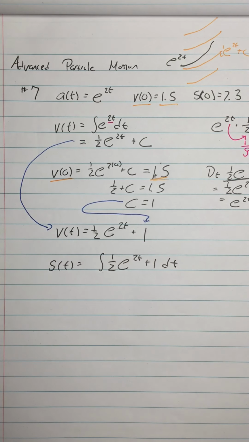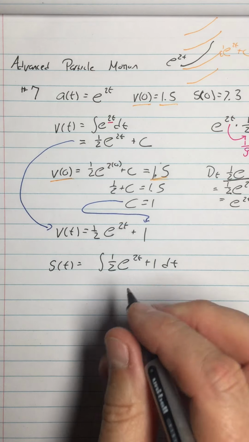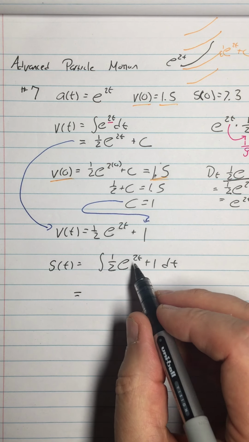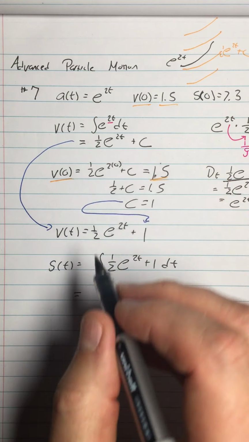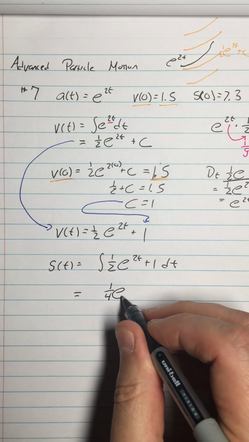Always dt with your integral, or dx if you're doing it with respect to x; this is with respect to t. Now I'm going to do this antiderivative. It's not too hard to realize that the antiderivative of e to the 2t is 1/2 e to the 2t, but I have a 1/2 already multiplied by that, so I'm going to have 1/4 e to the 2t.